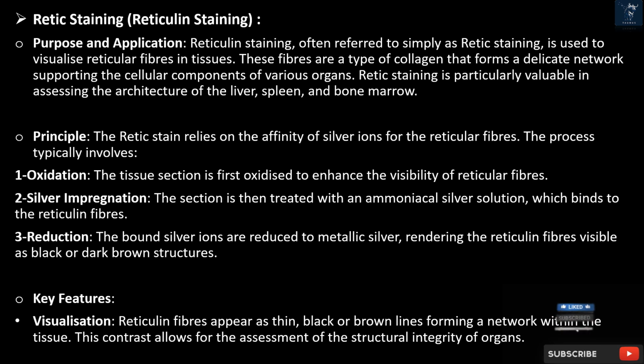The process typically involves oxidation. The tissue section is first oxidized to enhance the visibility of reticular fibers. Silver impregnation. The section is then treated with an ammoniacal silver solution, which binds to the reticulin fibers. Reduction. The bound silver ions are reduced to metallic silver, rendering the reticulin fibers visible as black or dark brown structures. Key features. Visualization. Reticulin fibers appear as thin, black or brown lines forming a network within the tissue.